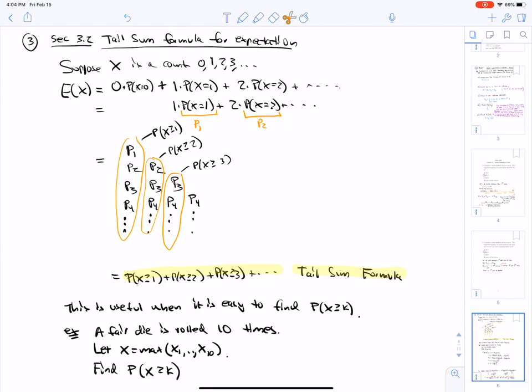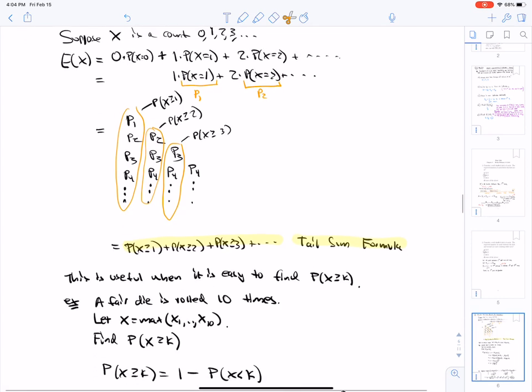So to derive this, say that x is a count. It needs to be a count. By definition, x is 0 times the probability that x is 0, plus 1 times the probability that x is 1, plus 2 times the probability that x is 2. Let's write that as 1 times p1 plus 2 times p2 plus 3 times p3, and so on.